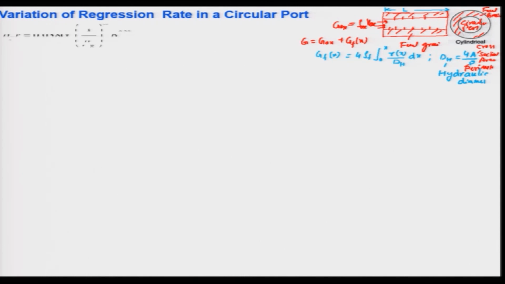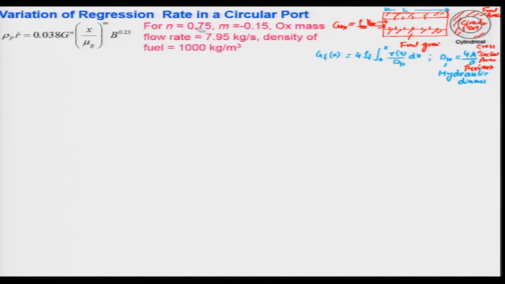As I discussed in the last lecture, the expression for the regression rate is rho_f r dot equal to 0.038 G to the power n, times x by mu, to the power of m. Keep in mind that I have now exchanged the exponents, earlier it was m here and n there, but these are basically coefficients which will be different. Let us consider n as 0.75 in this case and m as minus 0.15, the oxygen mass flow rate as 7.95 kg per second, the density of the fuel as 1000 kg per meter cube, and I am considering the blowing ratio as 1.